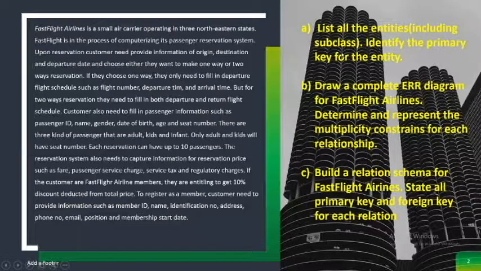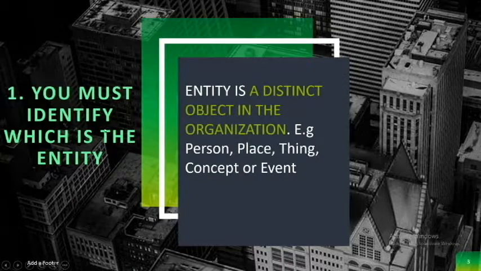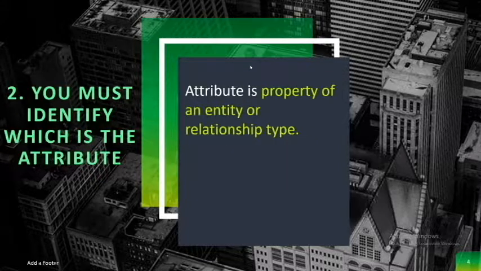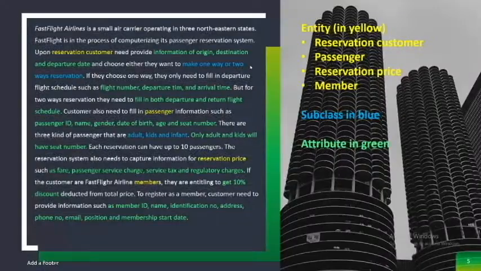Okay, for the first question, first thing you must identify is the entity. What is entity? Entity is a distinct object in the organization. Okay, for example, person, place, thing, concept, or event. The second thing is you must identify the attribute. What is attribute? Attribute is a property of an entity or relationship type.